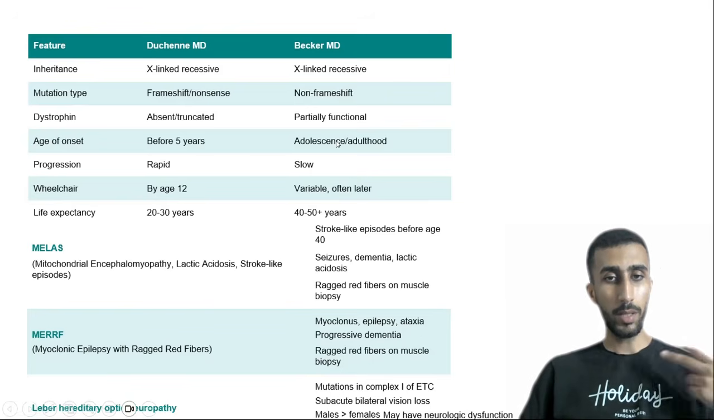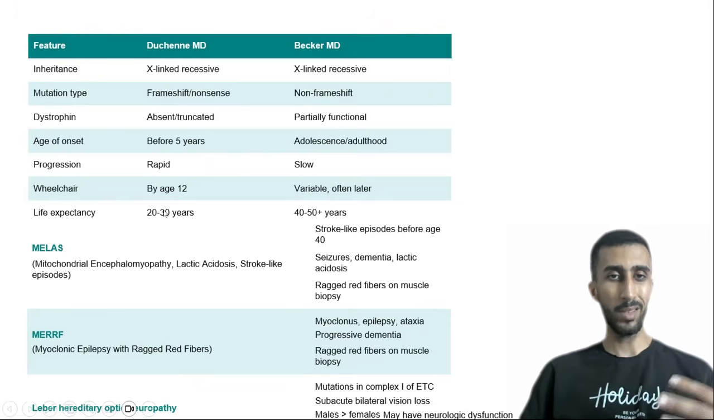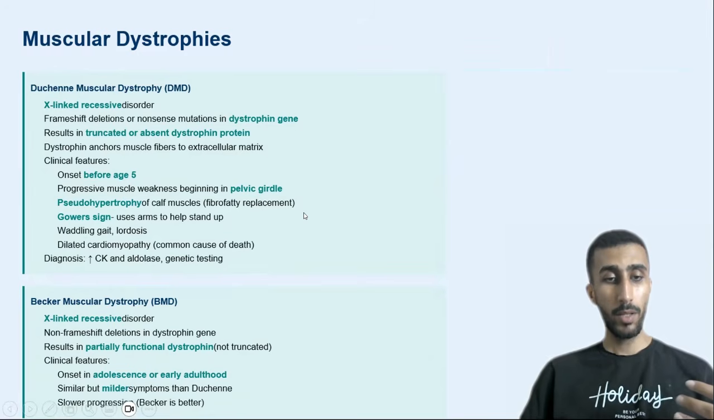So the age of onset is adolescence and adulthood, not like Duchenne, where it onsets before 5 years. There is a slow progression and a variable age for a wheelchair, but not like Duchenne, where they will be wheelchair-bound by 12 years of age. These people will have a much longer life expectancy. They may live into their 40s or 50s. So this is for Becker's muscular dystrophy.